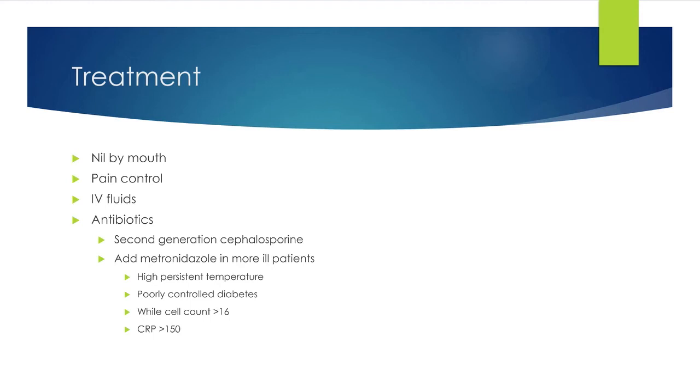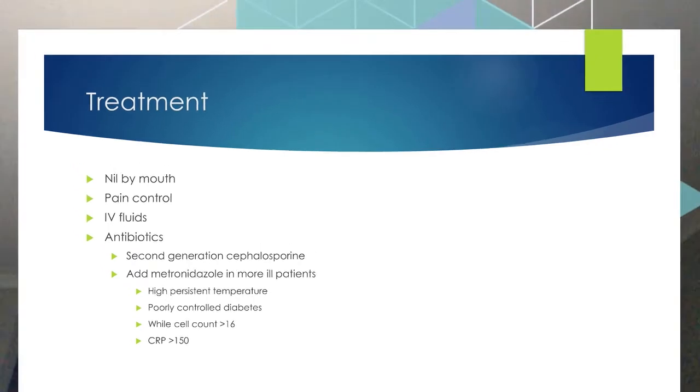There are selective patients who will need that, not every single patient with acute cholecystitis, and these are people with high persistent temperature and they are looking unwell. Patients who are unwell, in particular, they have got poorly controlled diabetes. If their white cell count is quite high, and put our biliary mark here, more than 16, or their CRP is greater than 150, these people tend to be unwell, and we need to add anaerobic cover because the infection is often mixed.